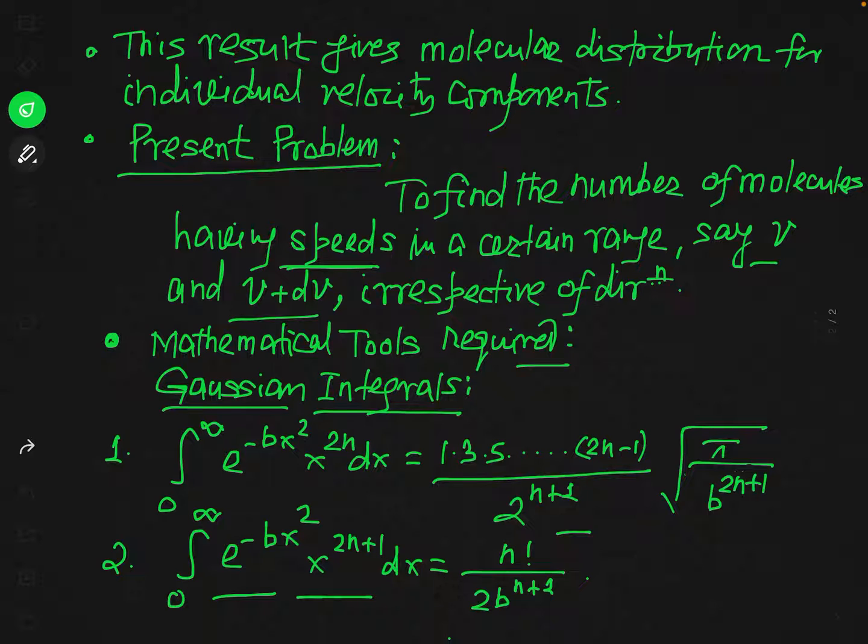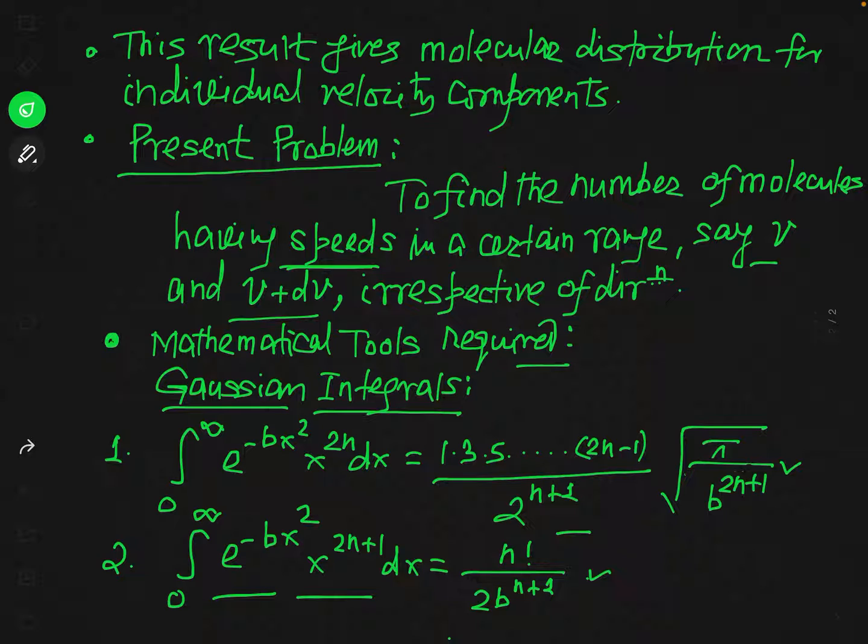Here 2n plus 1, you know, is an odd number. So when x has an odd power, we will use this formula, and in case of even power on x, we will use the other formula. You will see that in our calculation such types of integrals will be encountered. So if you remember these two Gaussian integrals, then you will not feel any difficulty in writing the value of the integrals which we will encounter.